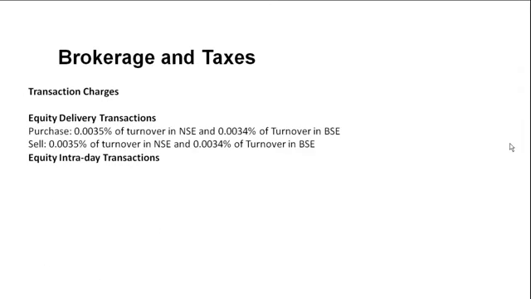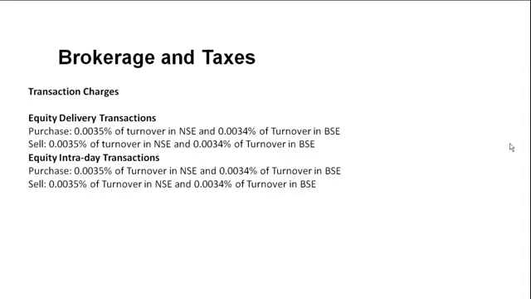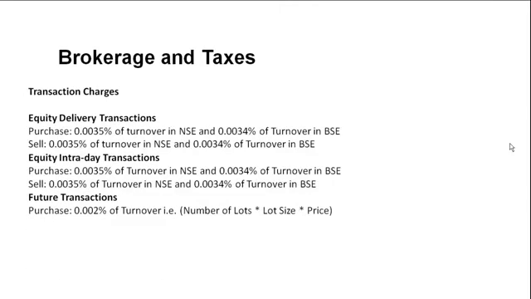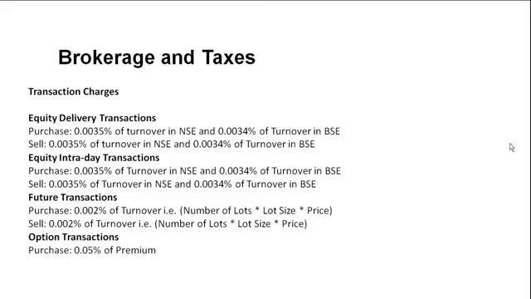For equity intraday transactions, it is again the same fee, same tax which is charged as transaction charges as it was for equity delivery transaction. For future transactions, if we are purchasing, a 0.002% of turnover is charged as transaction charges, and for selling also 0.002% of turnover is charged. For option transactions, 0.05% of premium is charged, and for selling also 0.05% of premium is charged.